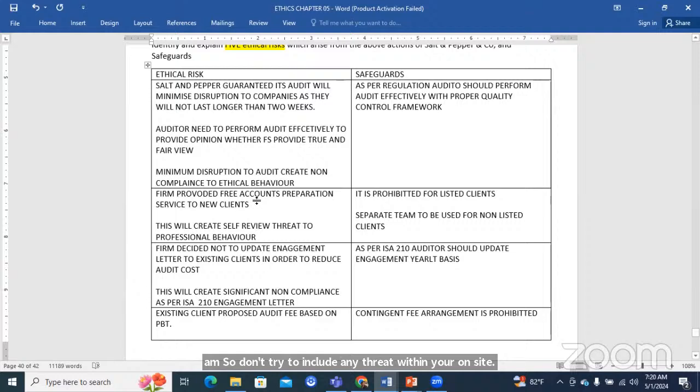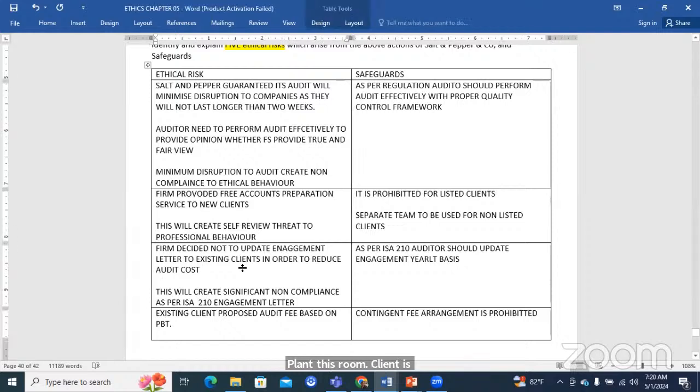But if it is a free accounts preparation, I include the self-review threat. The request comes from the client. The client is wrong. The client is unethical. But here, it is my mistake, I am wrong. I am not following rules.